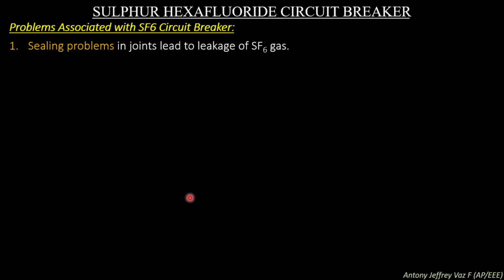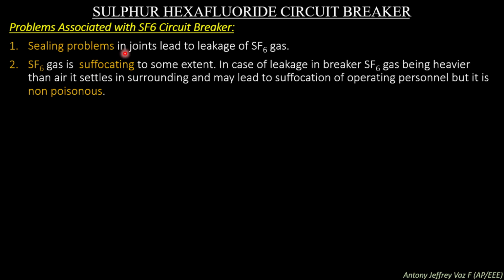Problems associated with SF6 circuit breakers: a sealing problem in joints leads to leakage of SF6 gas. All the tubes and valves are connected, so if a sealing problem occurs, the SF6 gas will mix with moisture and get contaminated.